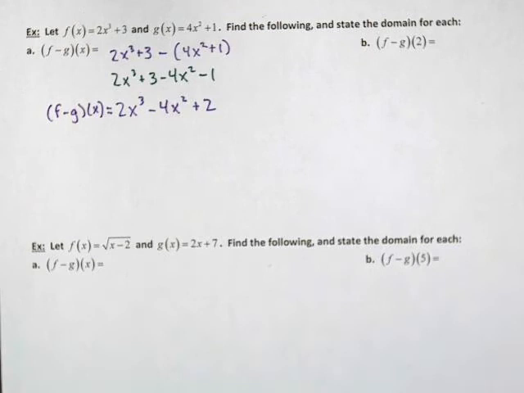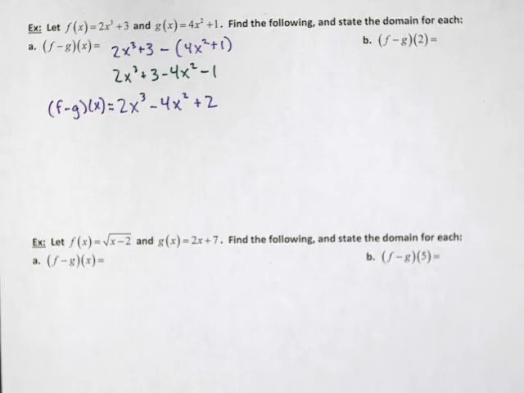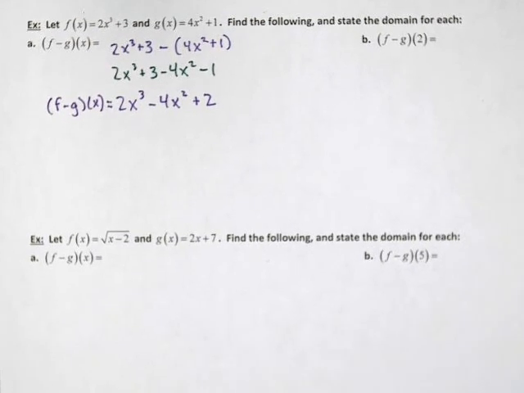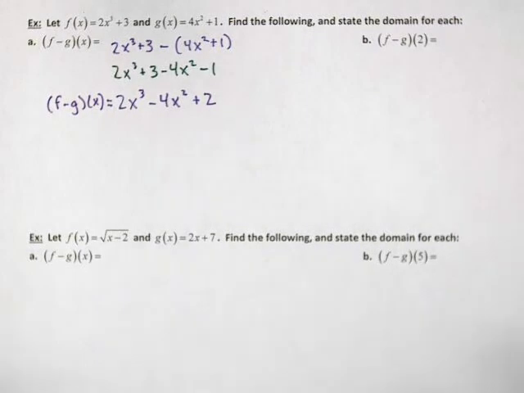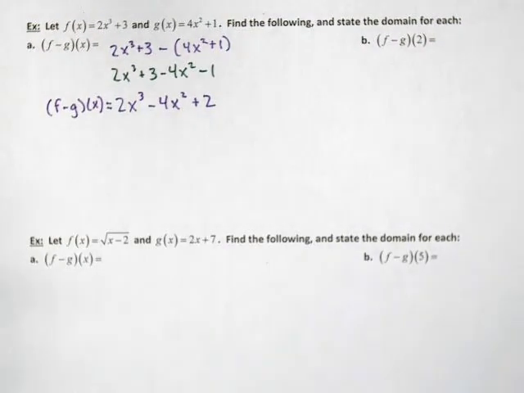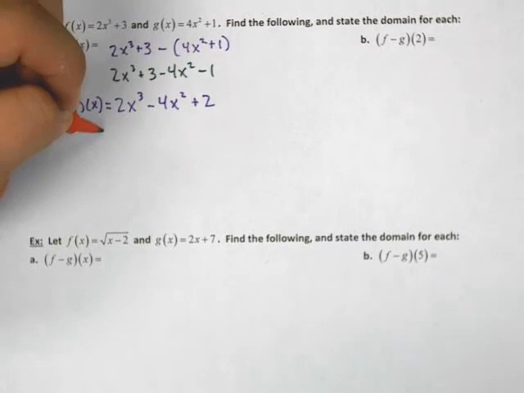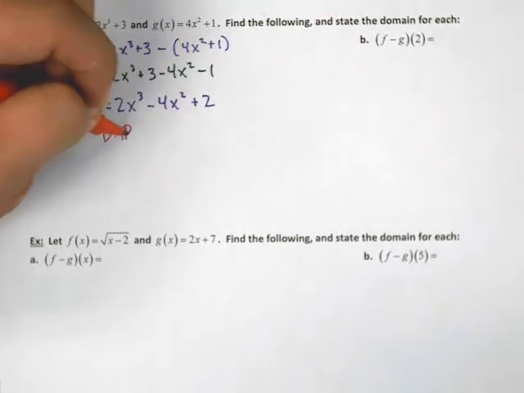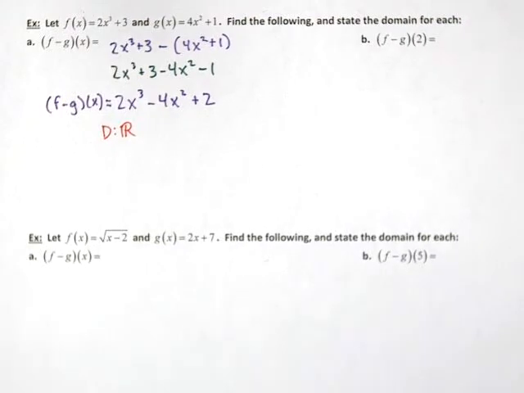Time to work on the domain, okay? The domain. What are you thinking here? Hopefully you guys are, again, getting good at this and you realize there is no denominator. There is no radical. There's nothing to restrict the domain. So, of course, we say domain is all real numbers. All right?